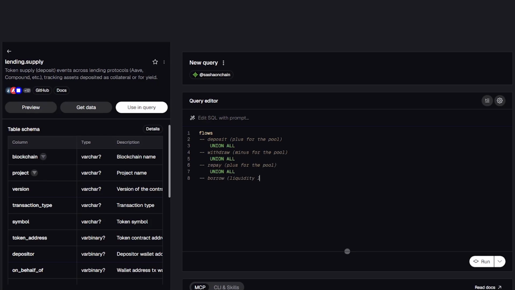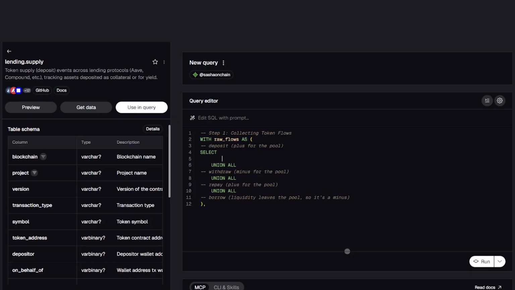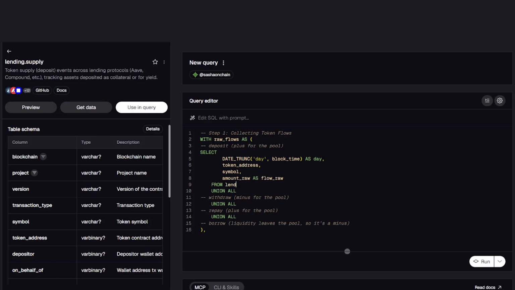So what we do is combine all 4 event tables using union all. We start by wrapping everything into a CTE called raw flows. Think of it as our staging table where we collect every liquidity movement into one unified dataset. Inside each query, we select the day, token address, token symbol, and the raw token amount. We truncate time step to the day level because later we want to calculate TVL day by day. The token address helps us separate assets like USDC, USDT, or DAI.